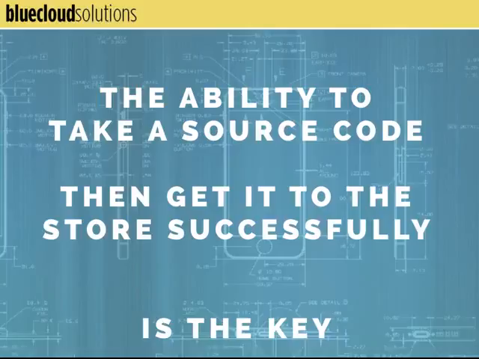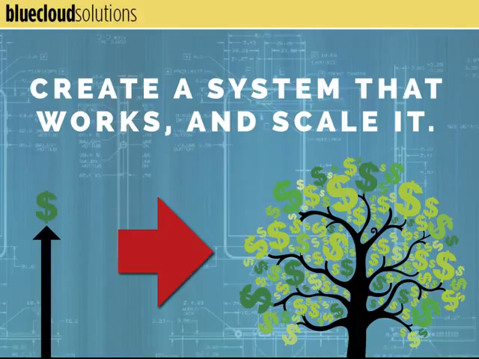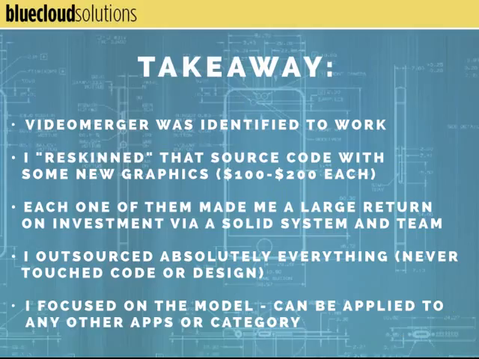And that's why, when people get hung up on that sort of thing, they get hung up because they don't have the ability to get it in the app store fast enough. They can't keep publishing all the time. They can't just produce enough. And so you create a system that works, and then you scale it. Okay, so the takeaway, right? So video merger was identified to work.